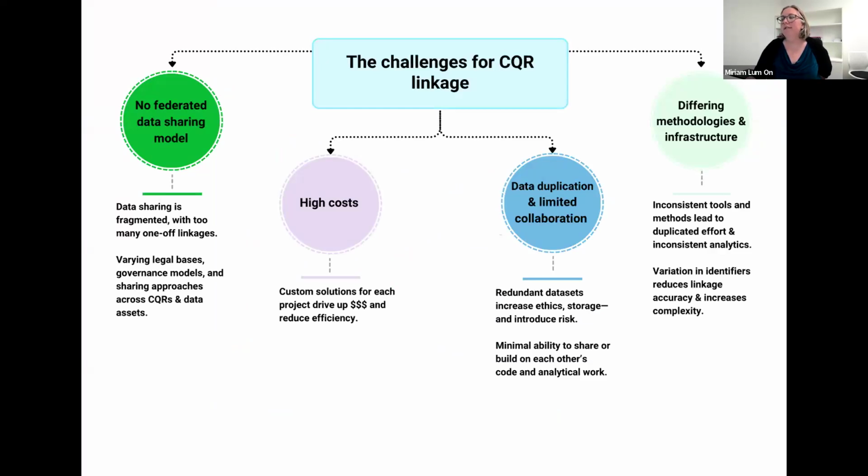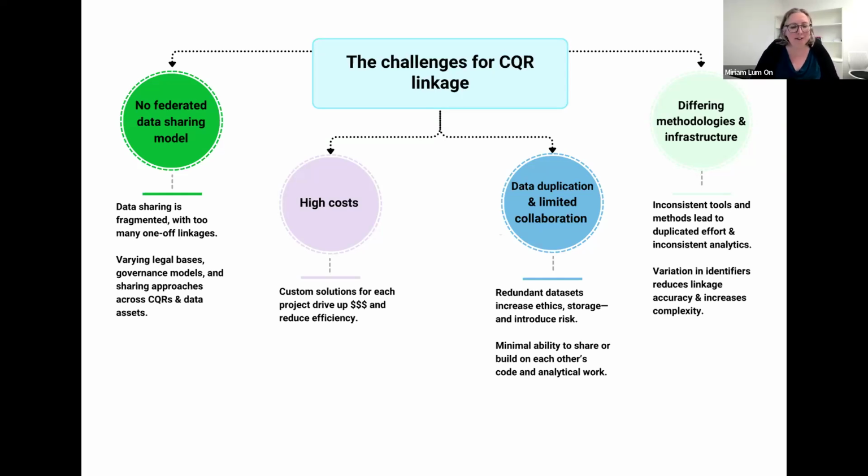But what is the problem? Many of these things on this slide are actually generic to the whole data linkage landscape rather than specifically technical issues for clinical quality registers. But I thought I'd make sure that I was comprehensive enough. And as Lauren outlined, the first challenge is really relating to the absence of a federated data sharing model, where data sharing is fragmented with many one-off and ad hoc linkages. And there are differences in the legal basis, the governance models and data sharing approaches across registries and across data assets. The second challenge, which is everyone's favourite, is cost.